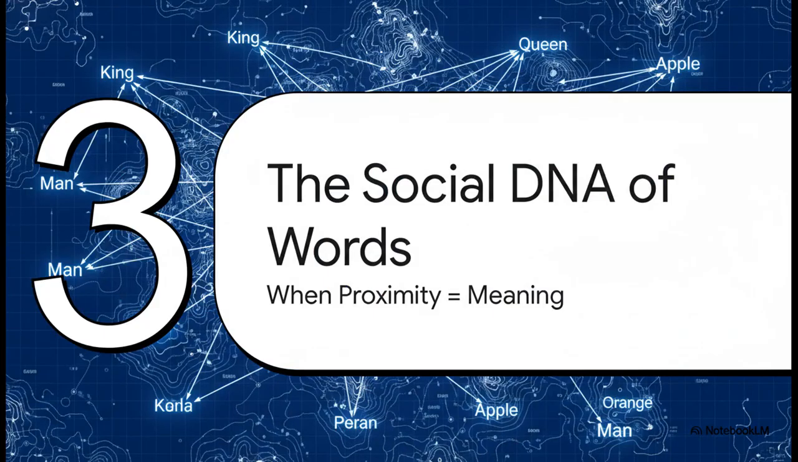All right, Section 3, the social DNA of words. We've talked about the process, but what about the ingredients themselves? I mean, how do you even begin to feed something as messy and abstract as human language to a machine?